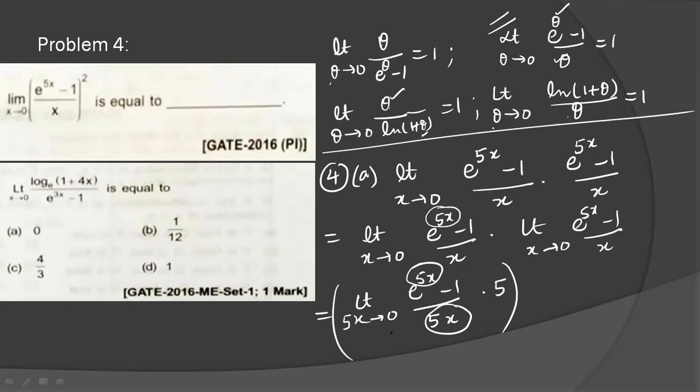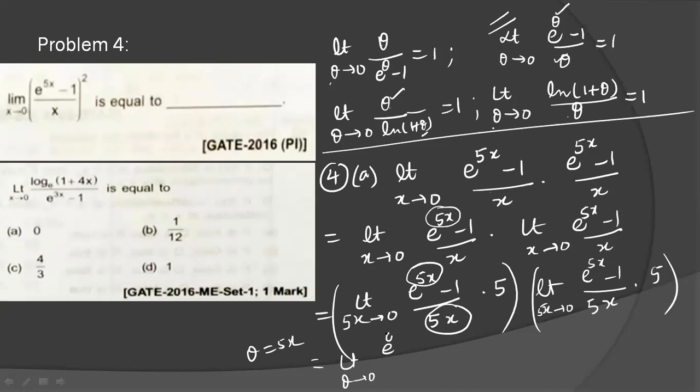We can similarly adjust the second term: (e to the power 5x minus 1) upon x, into 5x into 5. Then it will adjust, and limit x tending to 0, 5x also tends to 0. Some people do not write this because it is obvious that if x tends to 0, then 5x also tends to 0, but it should be written here. Now if you replace 5x by theta, then it will be limit theta tending to 0 of (e to the power theta minus 1) upon theta into 5, into limit theta tending to 0 of (e to the power theta minus 1) upon theta into 5.